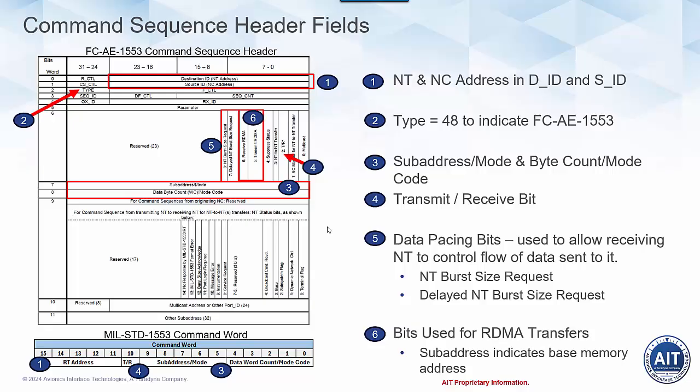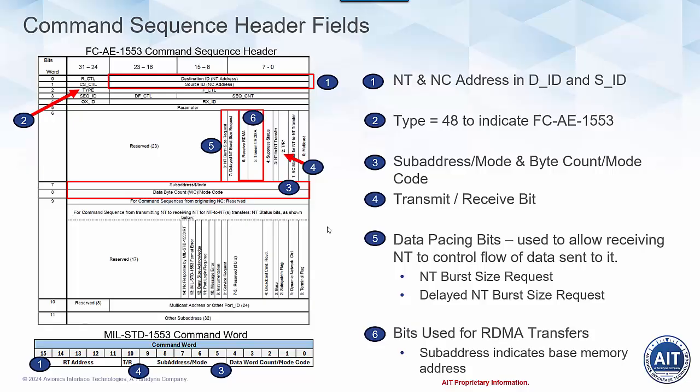So the network controller is going to originate a command. So the source ID is going to be the NC address, and the destination ID is going to be the NT address in a command sequence. Then also the type field, like I said previously, the type field in the Fibre Channel frame header indicates the upper level protocol. So that's going to always be coded as 48 to indicate FC-AE 1553.